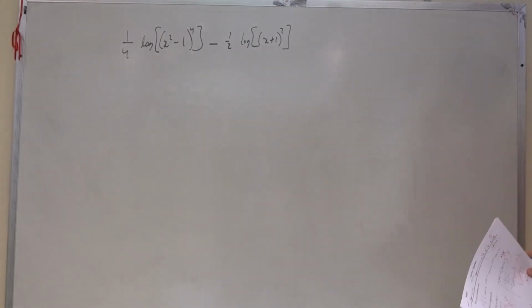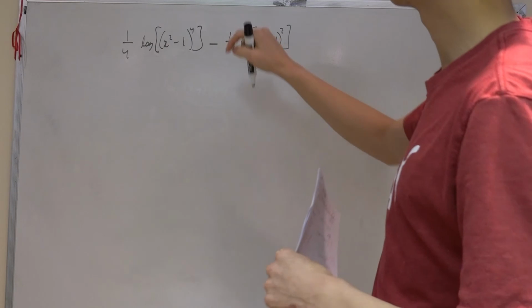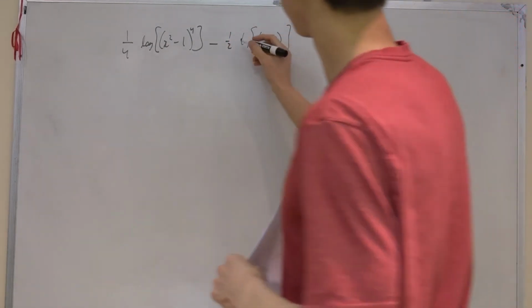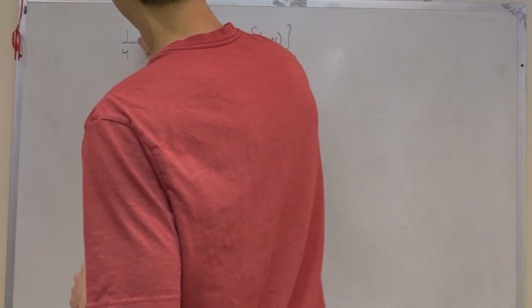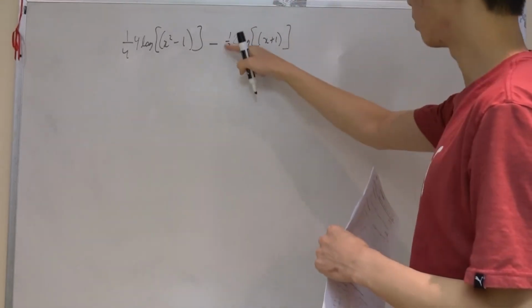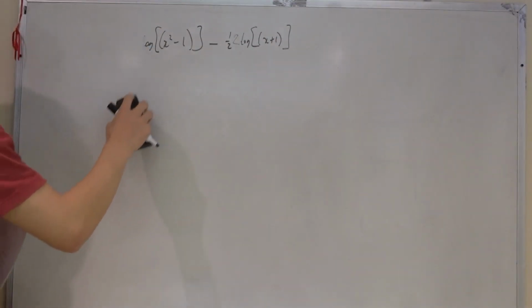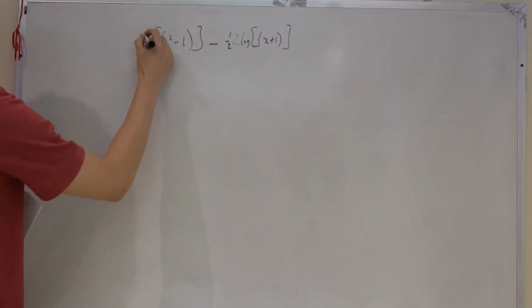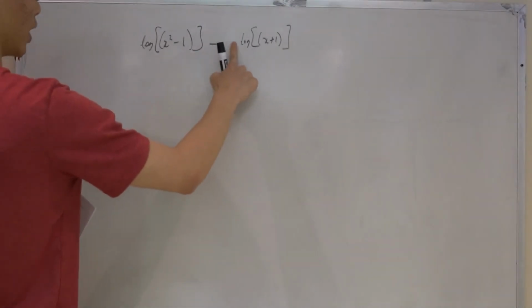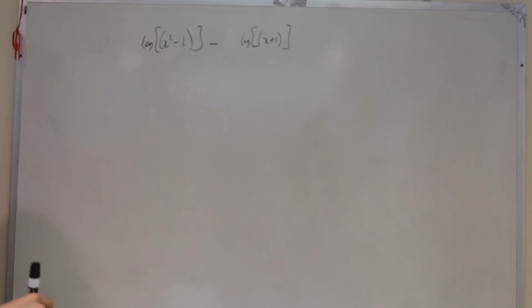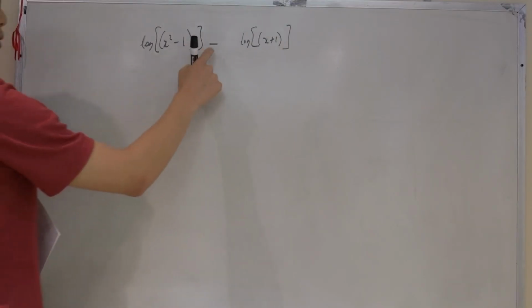Okay, so hopefully the first thing that you see is that we can use our exponent rule. We can bring down the 2 and we can bring down the 4, and then that kills the 1 half and it kills the 1 quarter. So that's a first really nice simplification that we get. Next, we are going to use our subtraction rule.